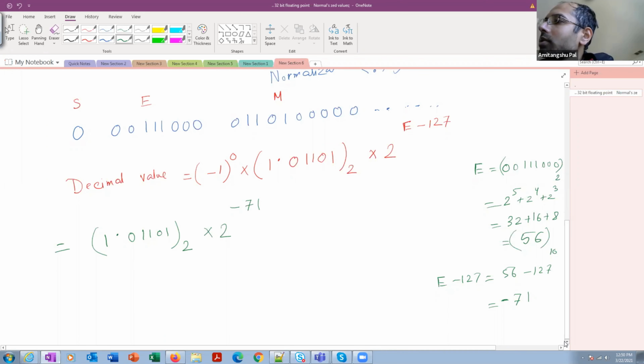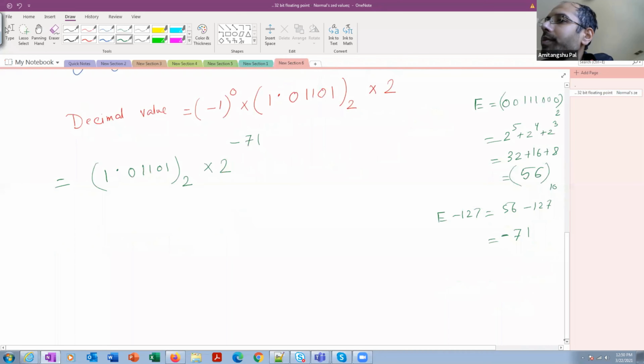Now the next job is basically to convert this portion from binary to decimal. So let's learn. We have already learned how to convert from binary to decimal in case of integer numbers. But we don't know, if there is a fractional part involved, how we can convert from binary to decimal. So let's learn that.